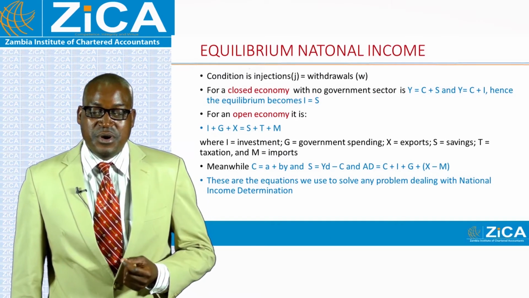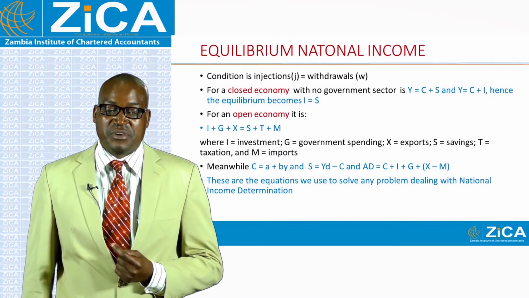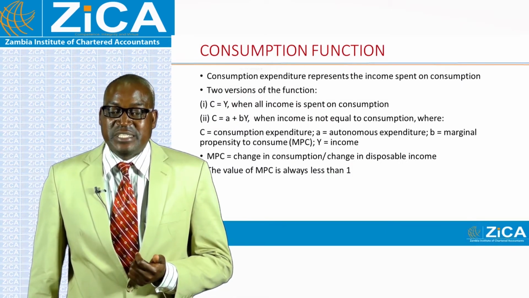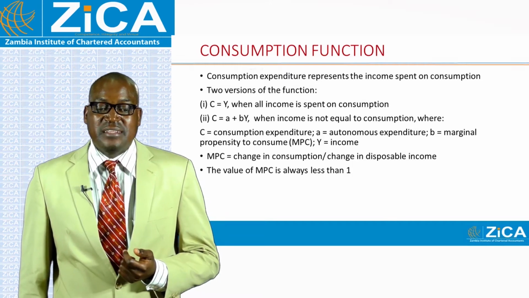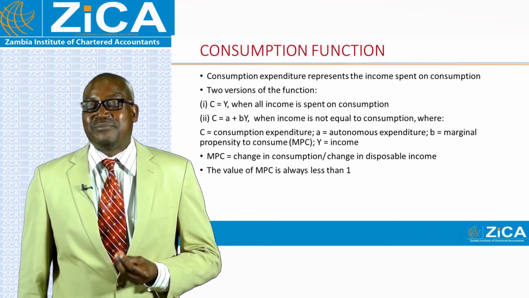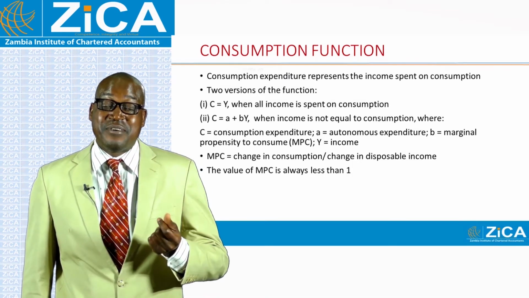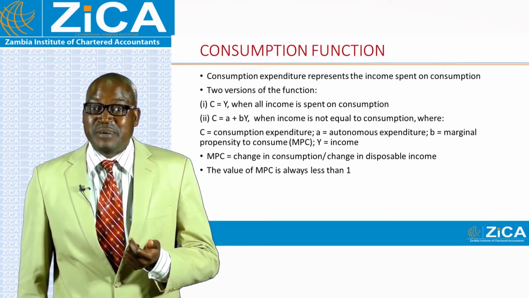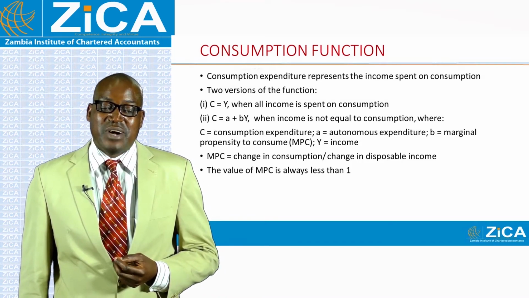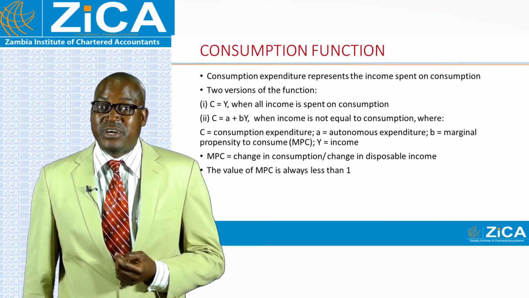Let's quickly show what the consumption function is all about. The consumption expenditure represents the income spent on consumption. And there are two versions to this particular function. It's either the whole income is spent on consumption, or indeed the consumption is more than someone's income.